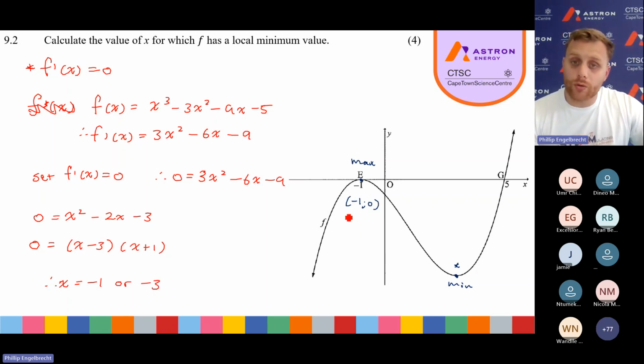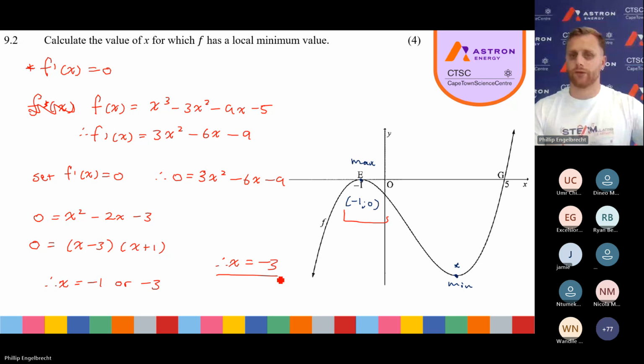Now look, guys, we already have -1, okay? So I can ignore that. So therefore, x is 3, okay? So guys, we have -1, so the x value for this turning point is 3, okay? Oh, sorry, +3. I do apologize. +3. Yeah, so it's +3 at that point.